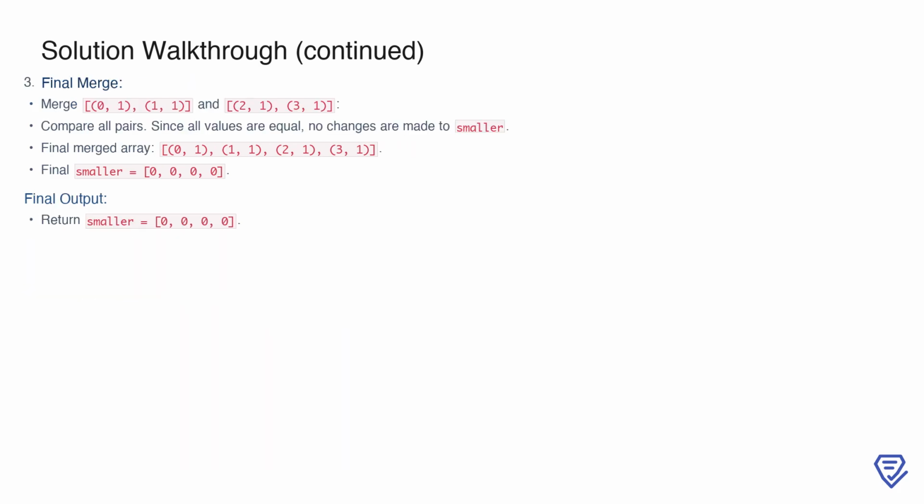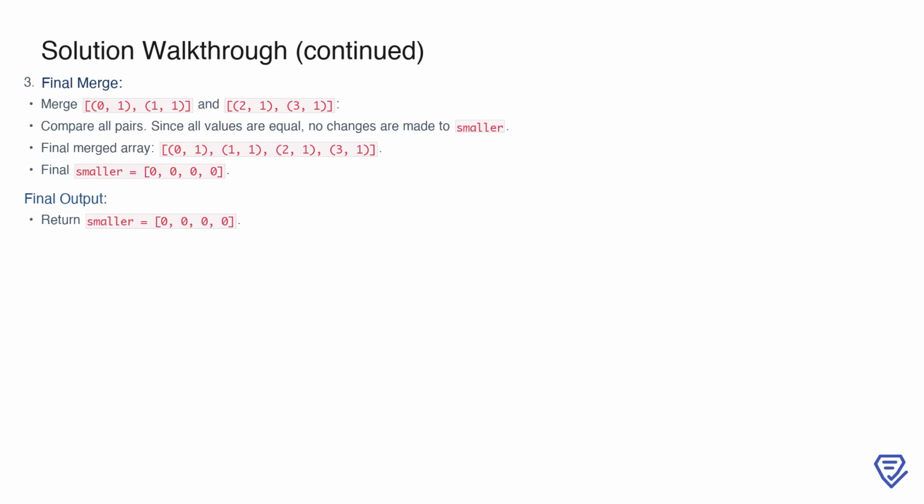When merging [0, 1] and [1, 1], we find that the values are equal, so no changes are made to the smaller array. The merged result is [0, 1], [1, 1], and smaller remains [0, 0, 0, 0]. Similarly, merging [2, 1] and [3, 1] results in no changes since the values are equal. The merged result is [2, 1], [3, 1], and smaller is still [0, 0, 0, 0].